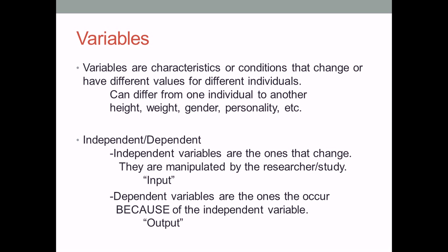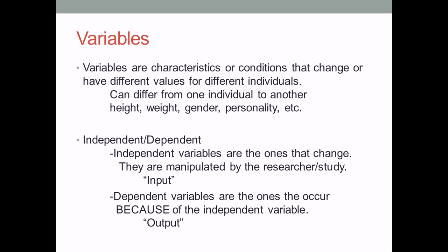Okay, variables. This is the thing in chapter 1 that confuses some people. Variables are characteristics or conditions that change or have different values for different individuals. Okay, variables vary. They can differ from one individual to another. Examples are height, weight, gender, personality.